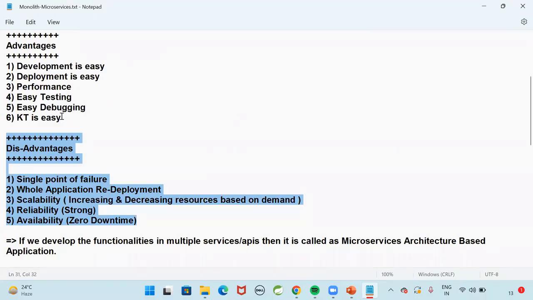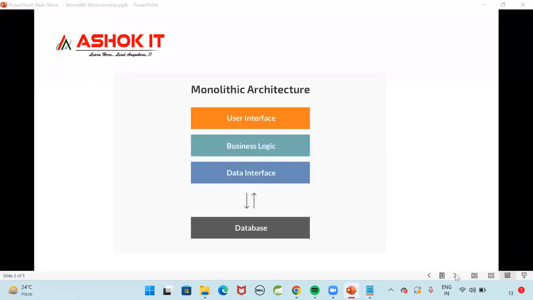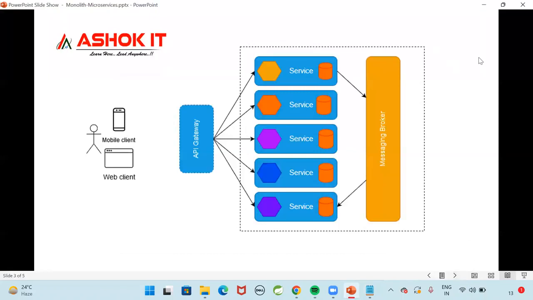The maintenance of the project will become very difficult when you go for monolith architecture. To overcome the drawbacks of the monolith architecture, we are going for microservices architecture. What are we using to overcome the problems of monolith architecture? We are going for microservices architecture.